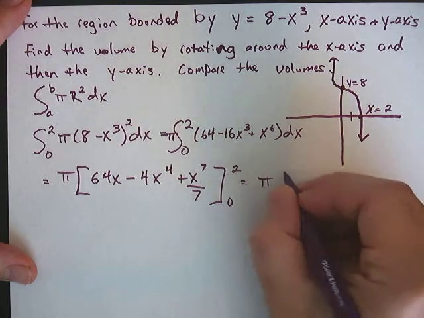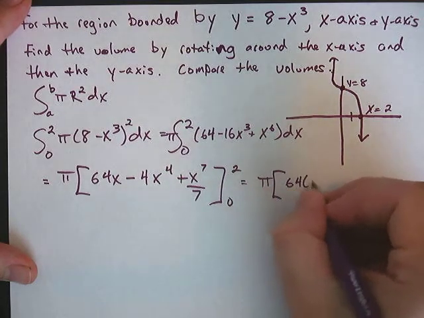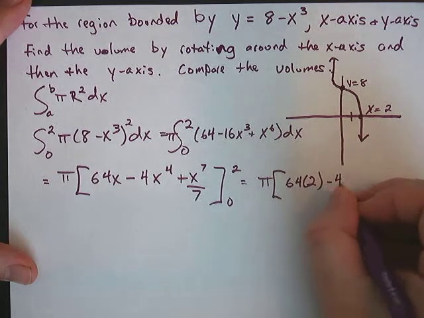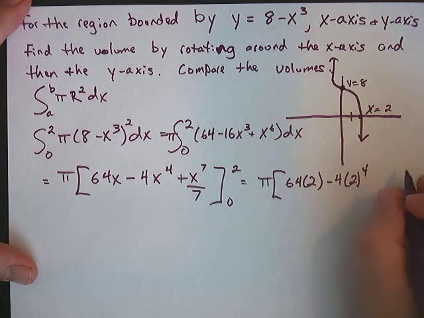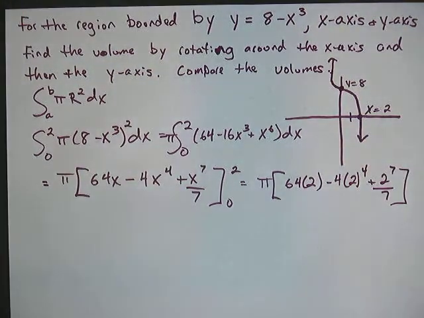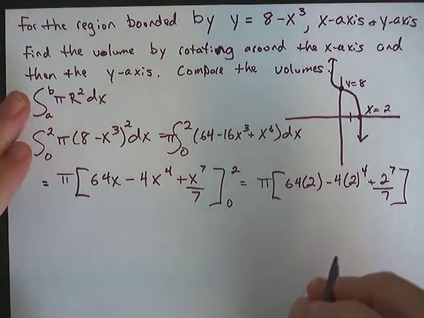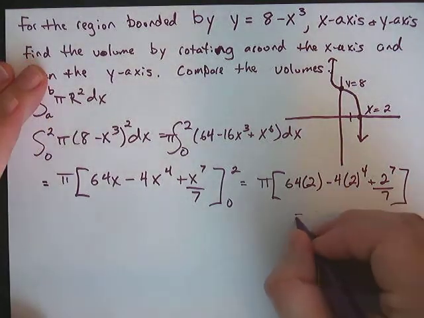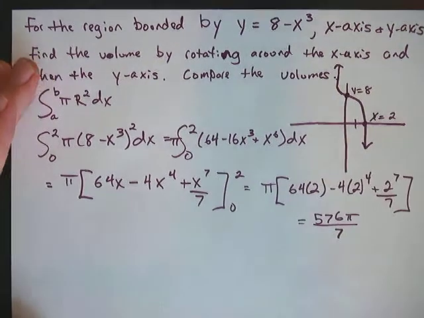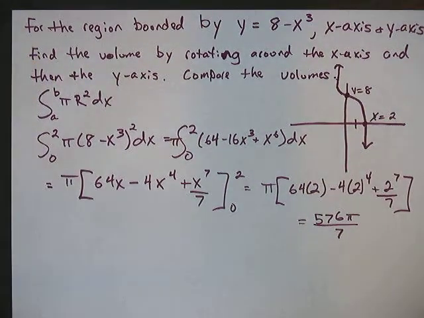So we get pi times 64 times 2 minus 4 times 2 to the 4th plus 2 to the 7th over 7. If you multiply that all through, you should get 576 pi over 7. Okay, now let's do the other axis.